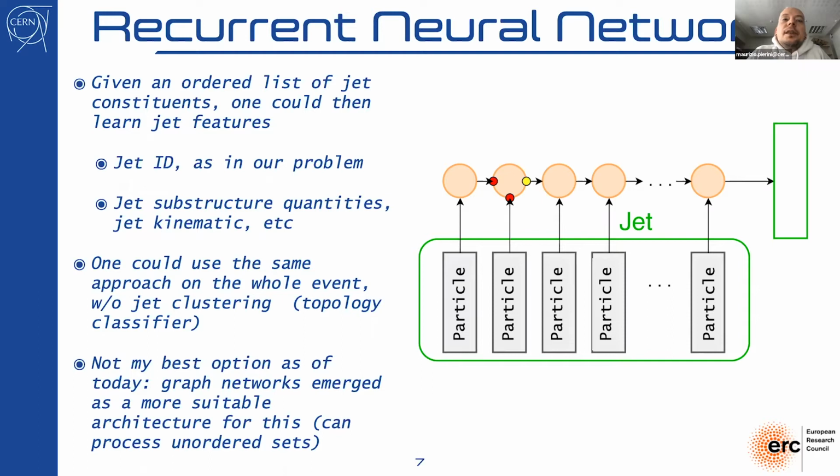Now, I personally explored this direction at some point, and at that time it was really an attempt to go away from the geometrical constraints of a convolutional network. As of today, it was an intermediate step, but it would not be my best option. I think graph networks eventually emerged in the literature as a more suitable architecture. The advantage of graph nets, we'll see tomorrow, is that you remove the need for an ordering principle, and you can process just an unordered set of items.